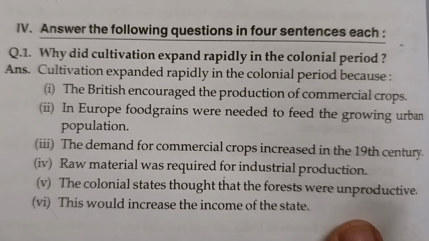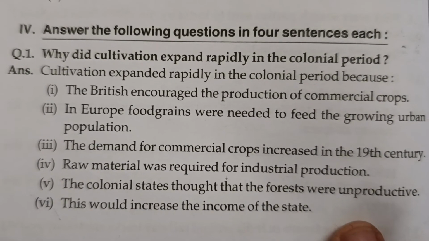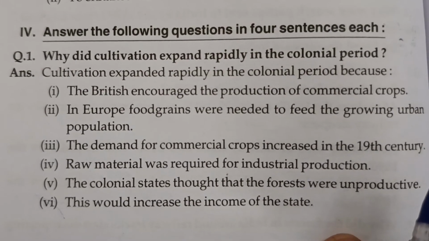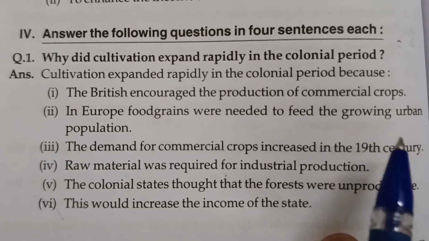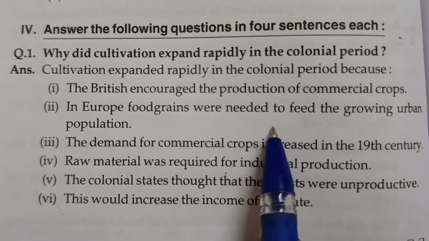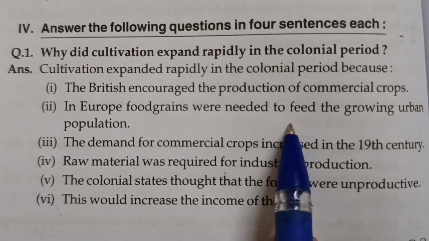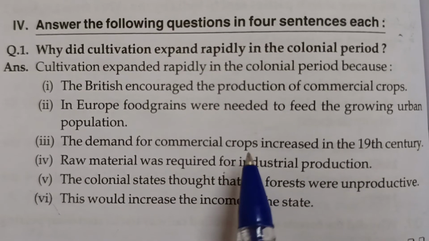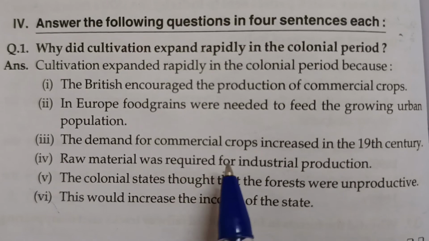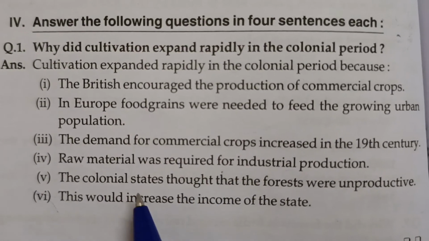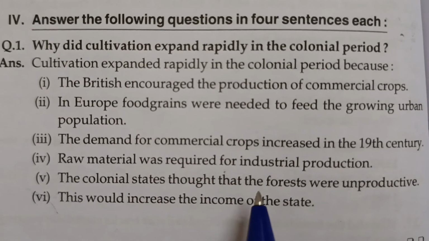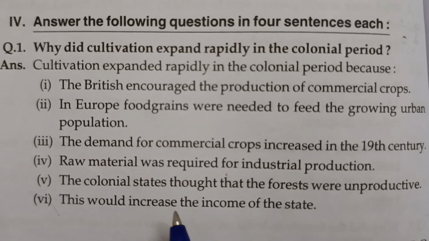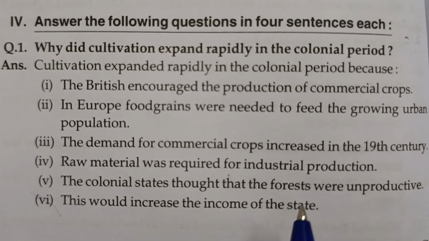Why did cultivation expand rapidly in the colonial period? Cultivation expanded rapidly in the colonial period because the British encouraged the production of commercial crops. In Europe, food grains were needed to feed the growing urban population. The demand for commercial crop increased in 19th century. Raw material was required for industrial production. The colonial states thought that the forests were unproductive. This would increase the income of the state.